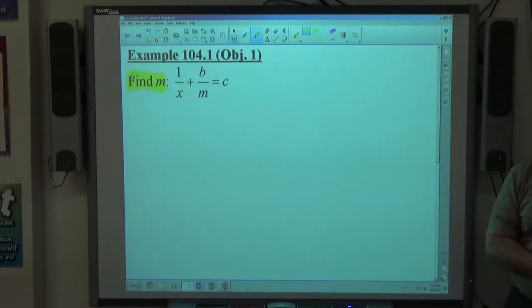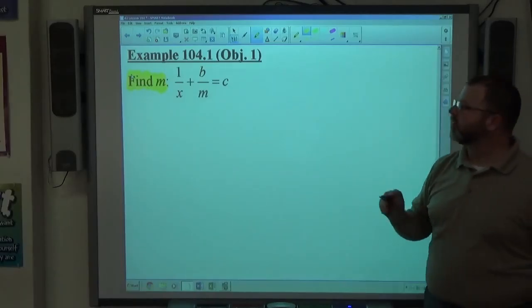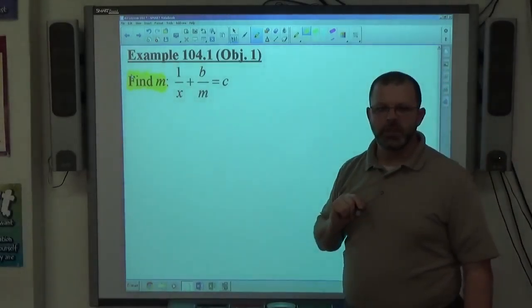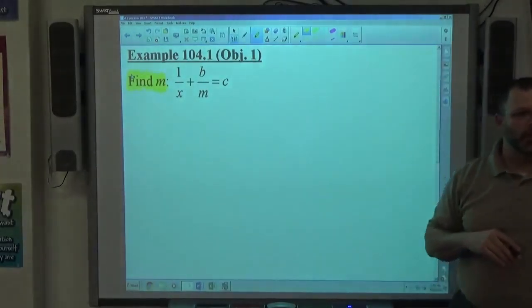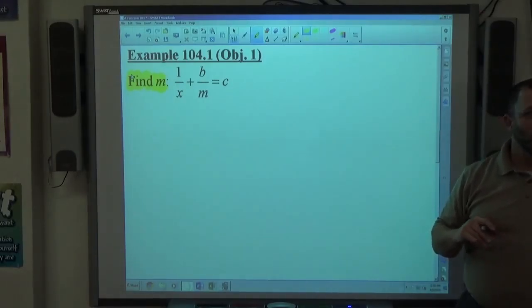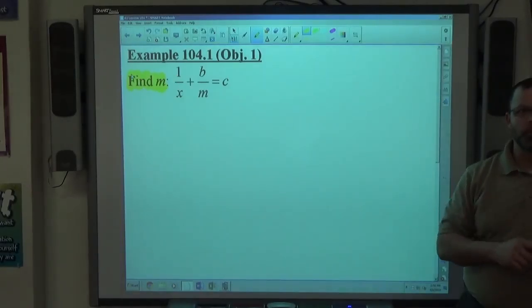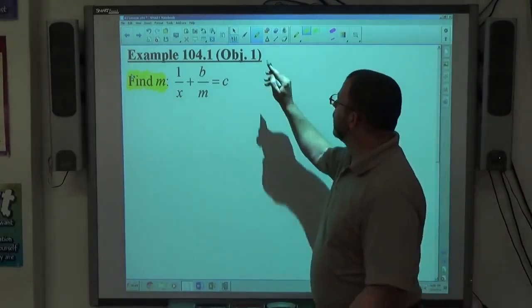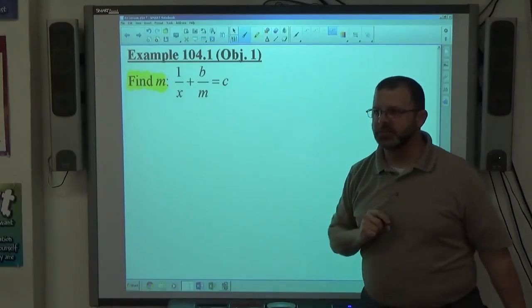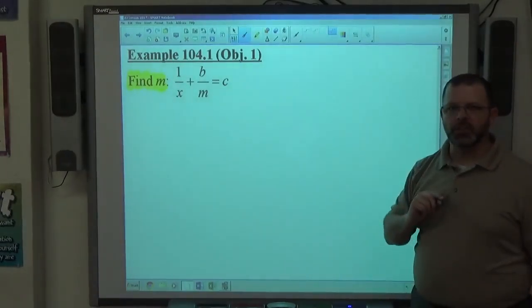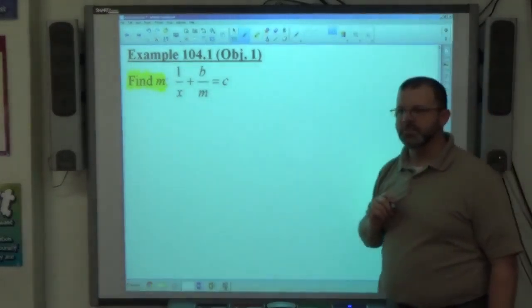Even though it says find m, it doesn't matter what it says to find until I have no fractions. And on top of that, I don't want any parentheses. I don't think there's any parentheses in your problem today, but parentheses are the worst thing possible. Fractions are the second worst thing possible. Deal with those two issues right away. You don't want either of those things because they cause mistakes. So, no parentheses. First tragedy averted.